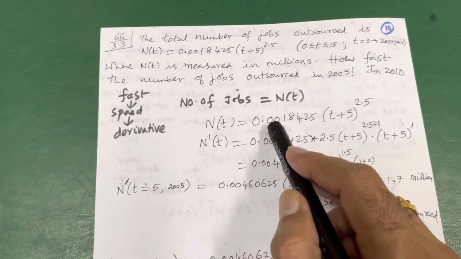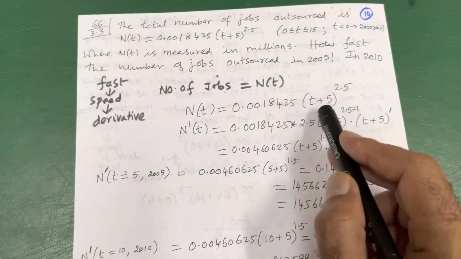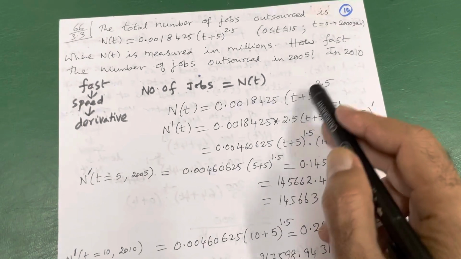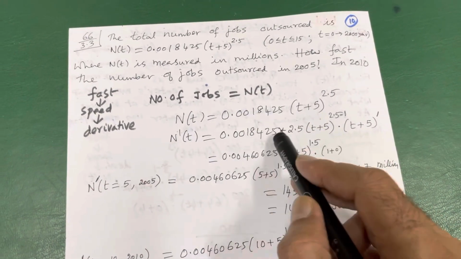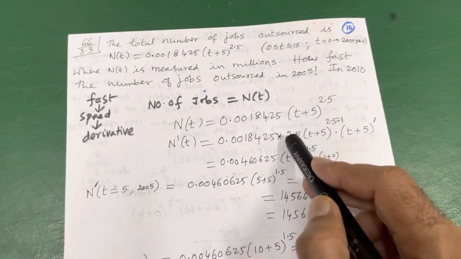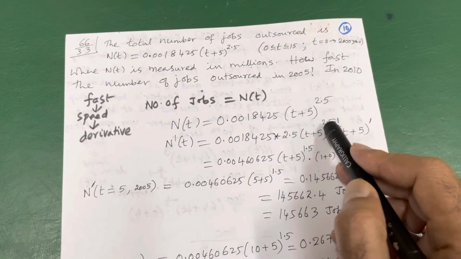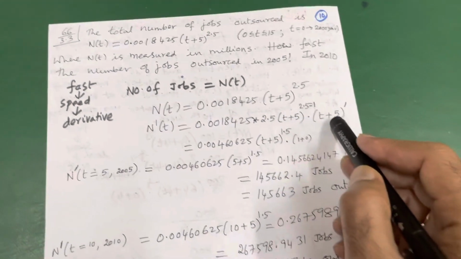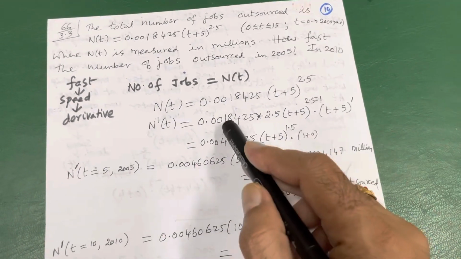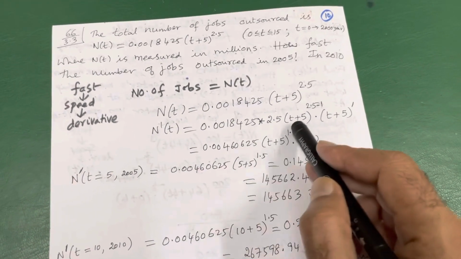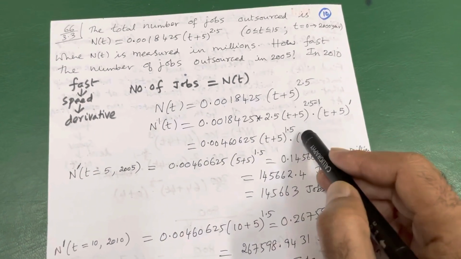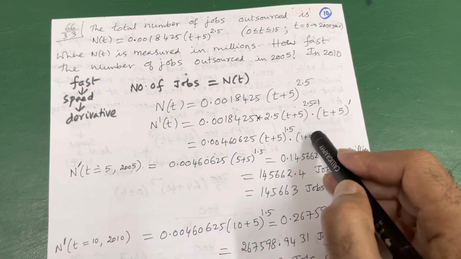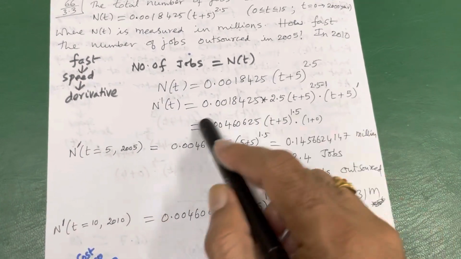So find the derivative. Here what is the derivative? Power comes down, power n minus 1, that is the formula. So find out the derivative. Here is the constant. Power 2.5 comes down, and power 2.5 minus 1. The same t plus 5, its derivative you should write here. Then you multiply these two. t plus 5 to the power 2.5 minus 1 is 1.5. t derivative is 1, 5 derivative is 0, 1 plus 0 is 1. So this is the derivative.